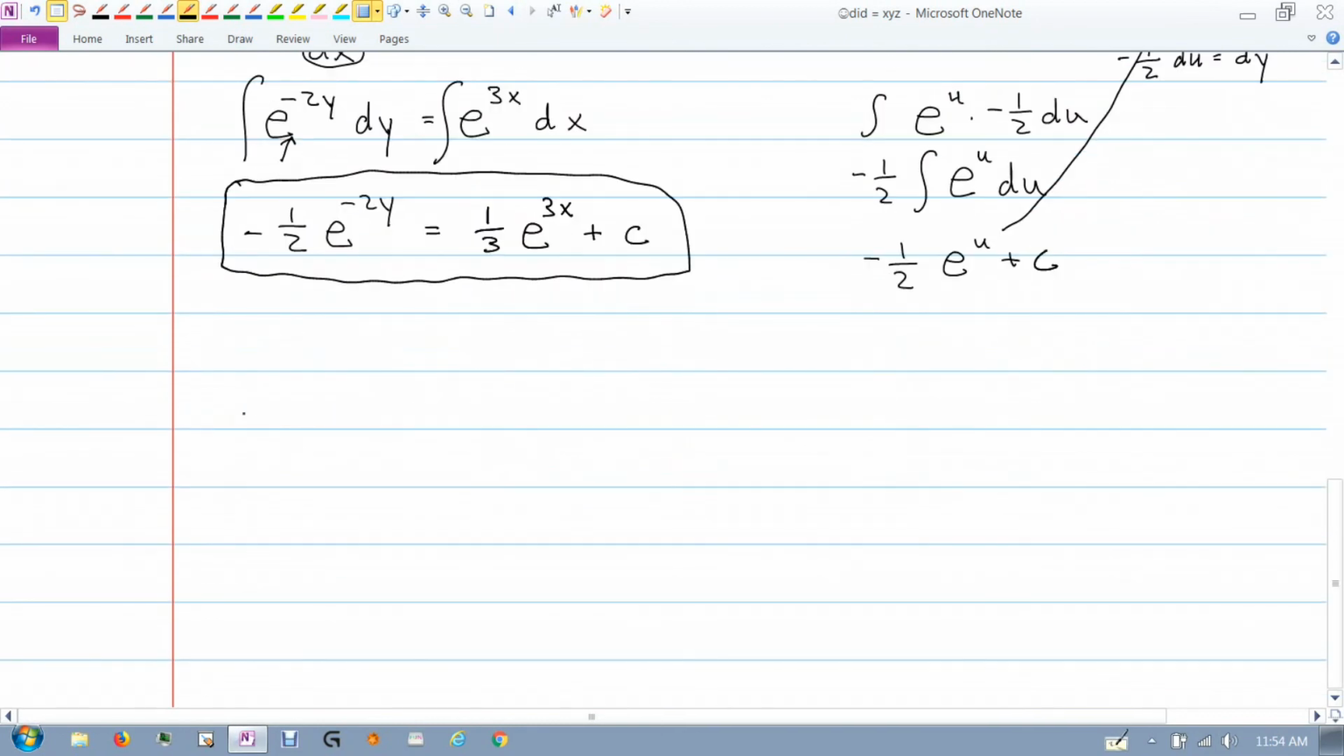Okay, 14. I better go to a new page. e to the xy dy dx equals e to the negative y plus e to the negative 2x minus y. That looks pretty messy. All right, let's see if we can't get all of our things together here. First thing I'm going to do is just multiply both sides by dx.